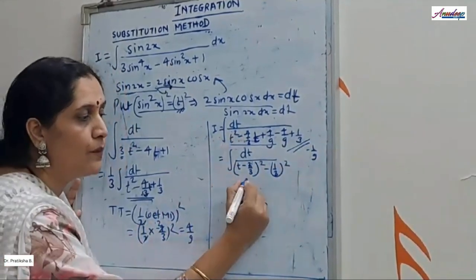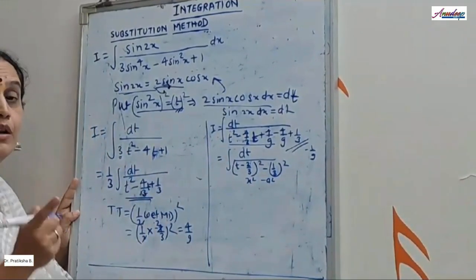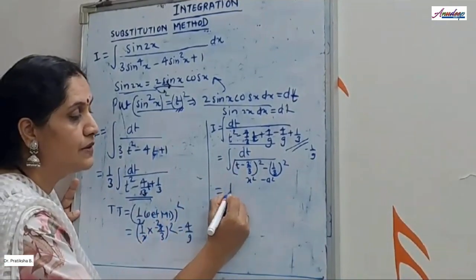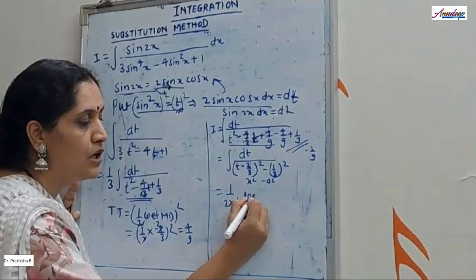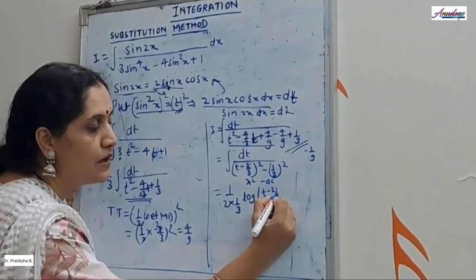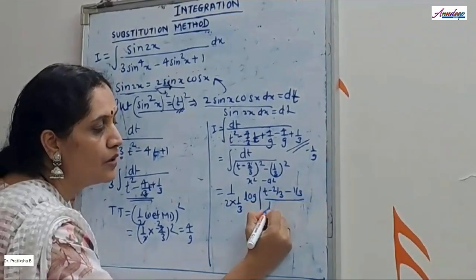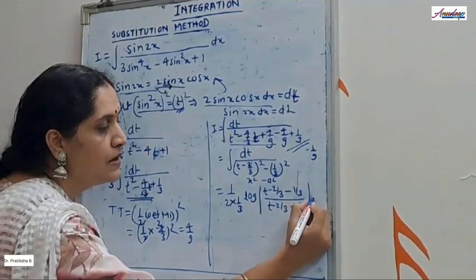Now it is of the form x square minus a square. So I can recollect the formula for the integral of dx upon x square minus a square, and that is 1 upon 2a, a is my 1 by 3, log of (x minus a) upon (x plus a), that is, (t minus 2 upon 3 minus 1 by 3) upon (t minus 2 upon 3 plus 1 by 3), plus c.